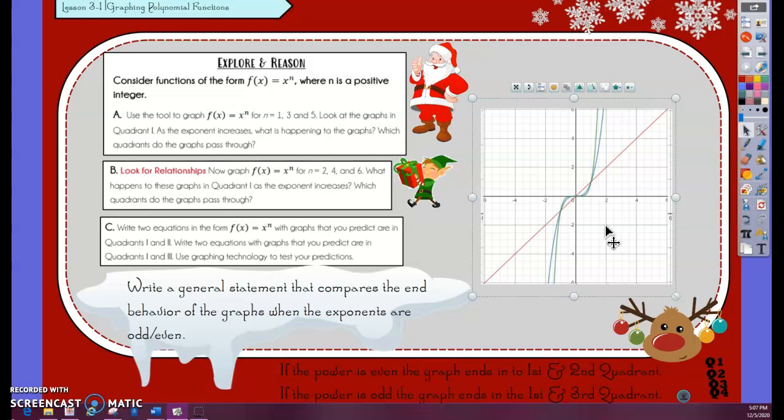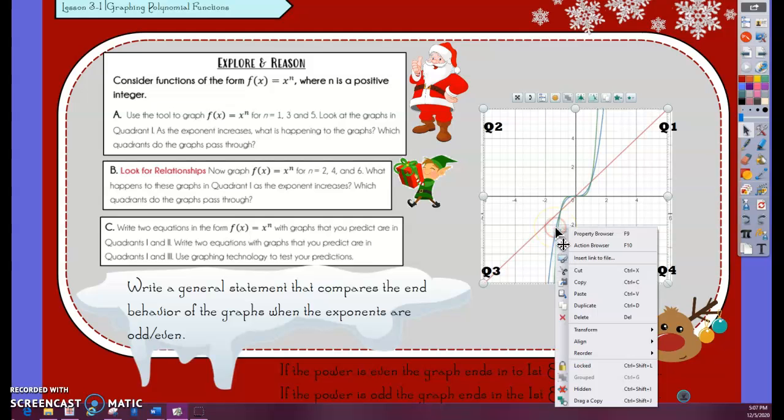Now, one thing I've noted down here, they're going to ask you about quadrants. It might say, which quadrants do they pass through? If you recall, or if you've ever learned them, quadrant 1 is in the top right, quadrant 2 is in the top left, quadrant 3 is in the bottom left, and quadrant 4 is in the bottom right. We could say that all of these graphs are located in the first quadrant and the third quadrant. That's when the power was odd.